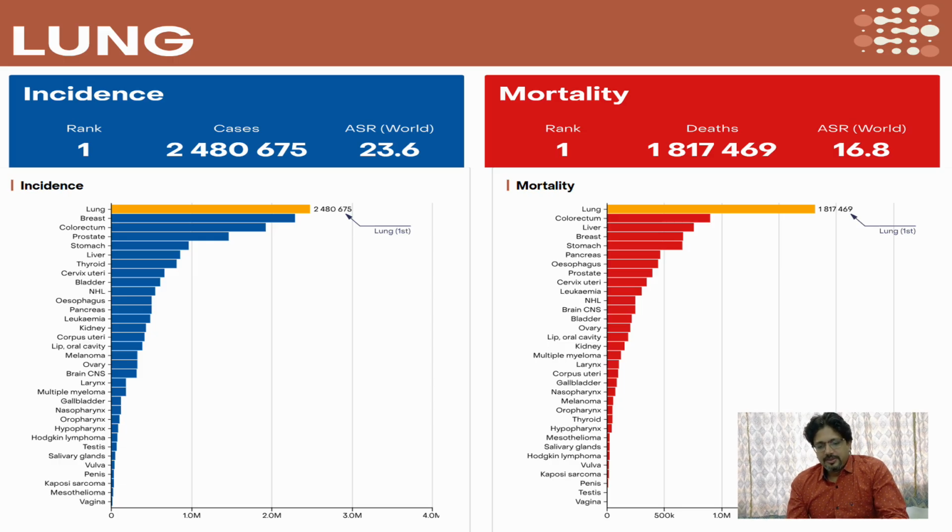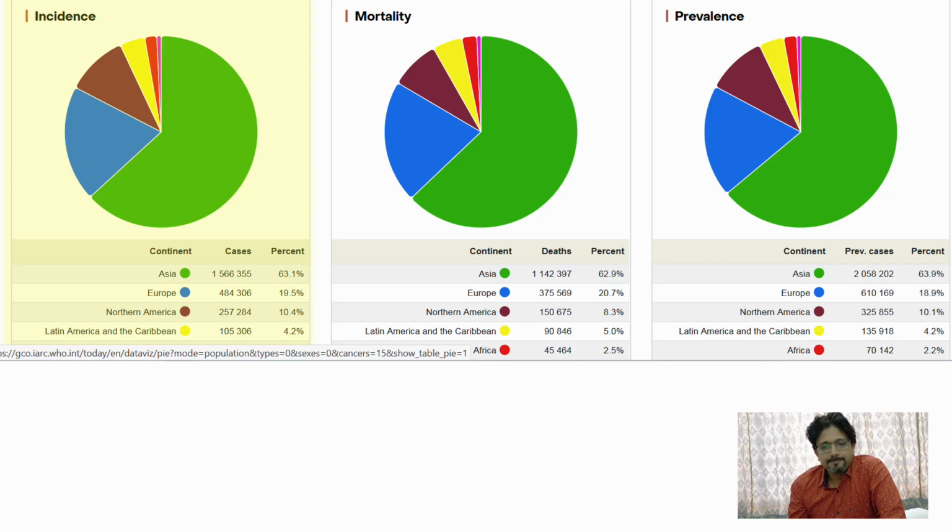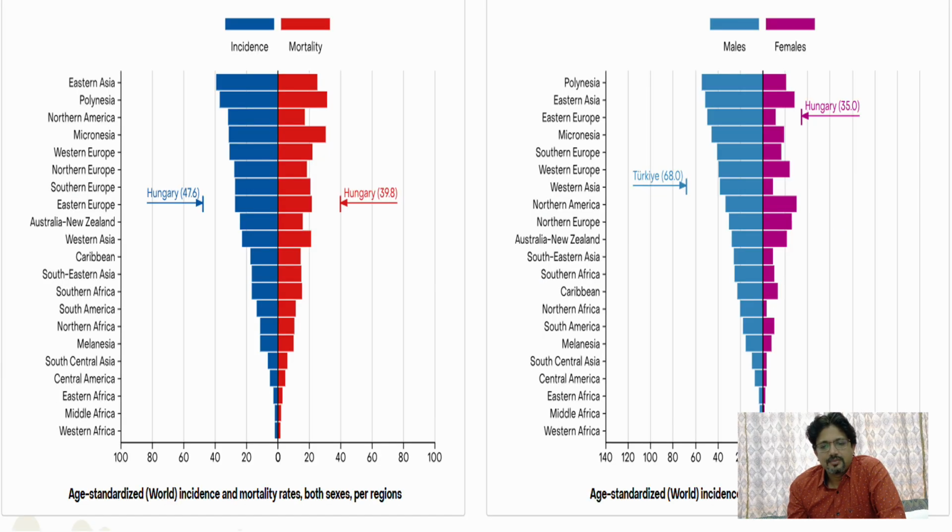I will be talking about a few more incidences of a few common cancers. Lung cancer is the most common cancer. Around 24 lakh cases are diagnosed per year, and the mortality is also most commonly due to lung cancer. Around 18 lakh deaths occur due to lung cancer per year. Most of the cases are seen from Asia, and the highest prevalence is also from Asia.